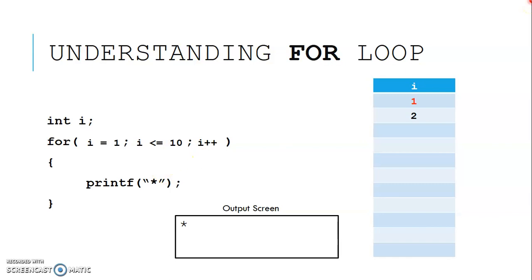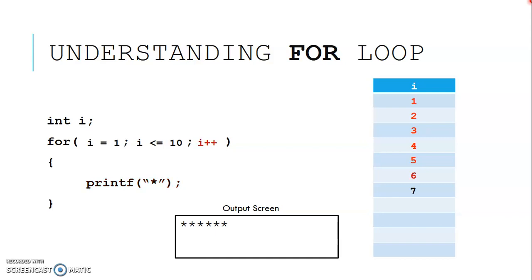So now the condition is again being checked. 2 is less than 10, satisfied, so it prints a star, and then i++ makes it 3. 3 is less than 10, satisfied, it prints a star, and then it becomes 4. 4 is less than 10, satisfied, it prints a star. Then it becomes 5. 5 is less than 10, satisfied, it prints a star. 5 is updated with 6. 6 is less than 10, that is satisfied, and so it prints a star. We got 6 stars printed so far.